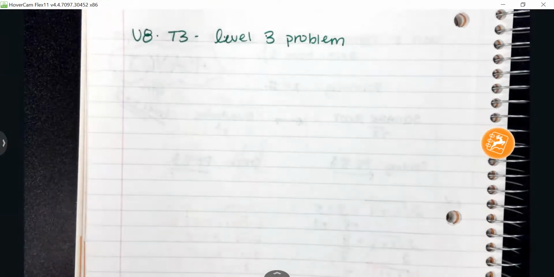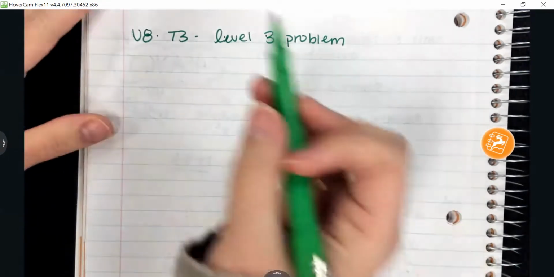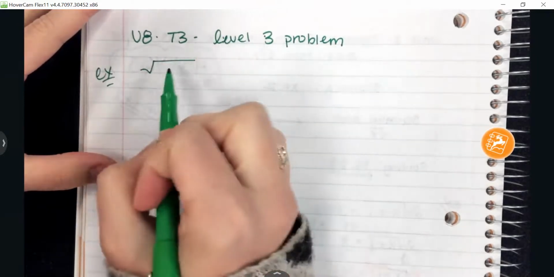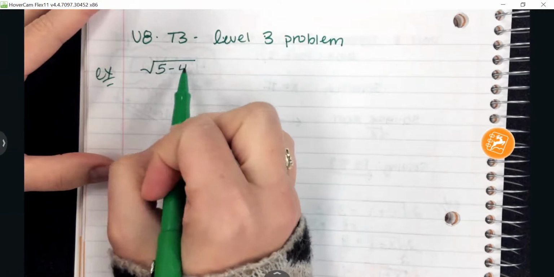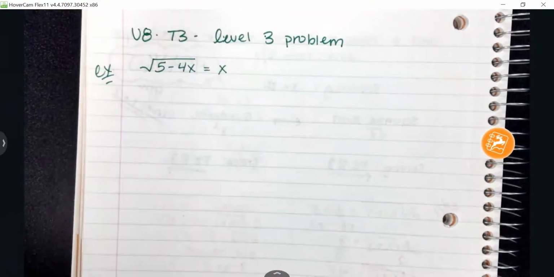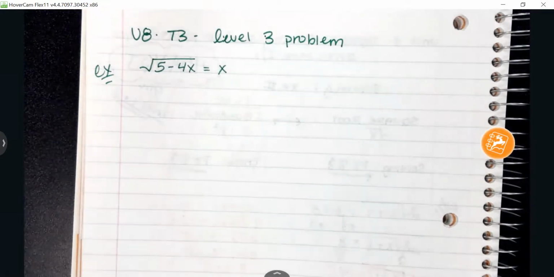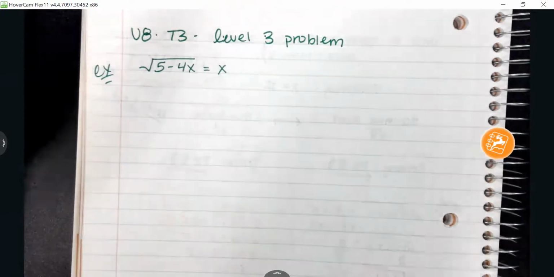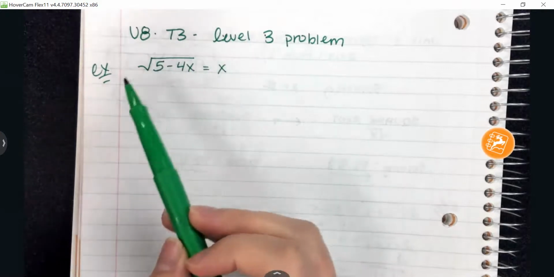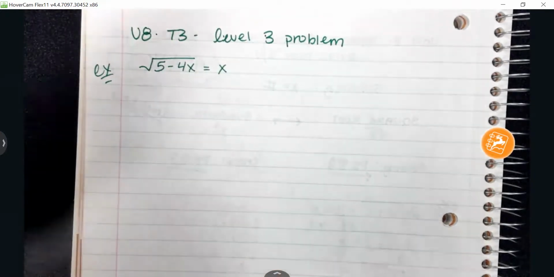So my problem I'm going to use will say the square root of 5 minus 4x equals x. Mr. Martinez, start writing down, please. Do I have anything on the outside to get rid of? So what's the first thing I have to get rid of?